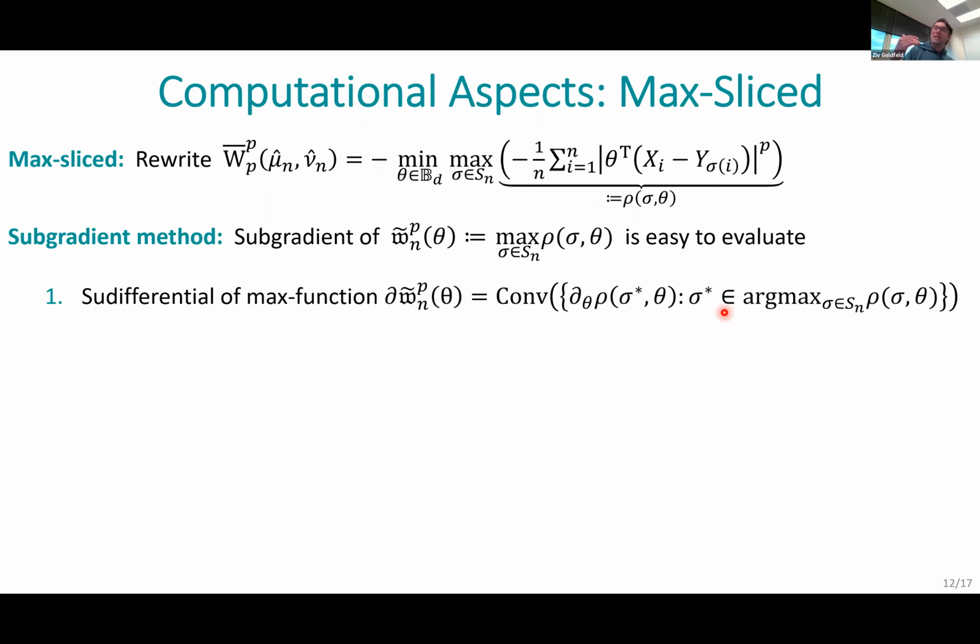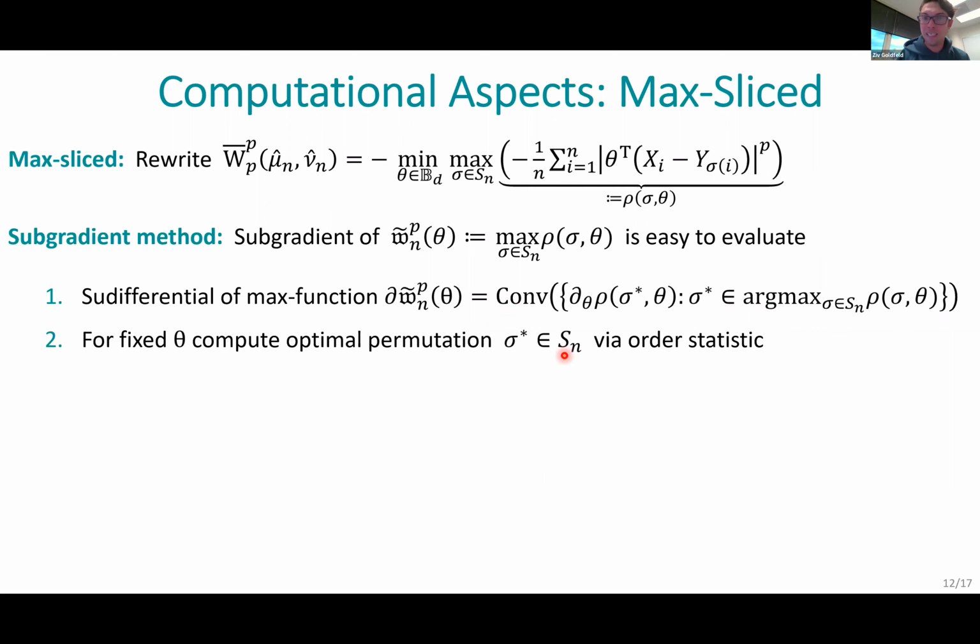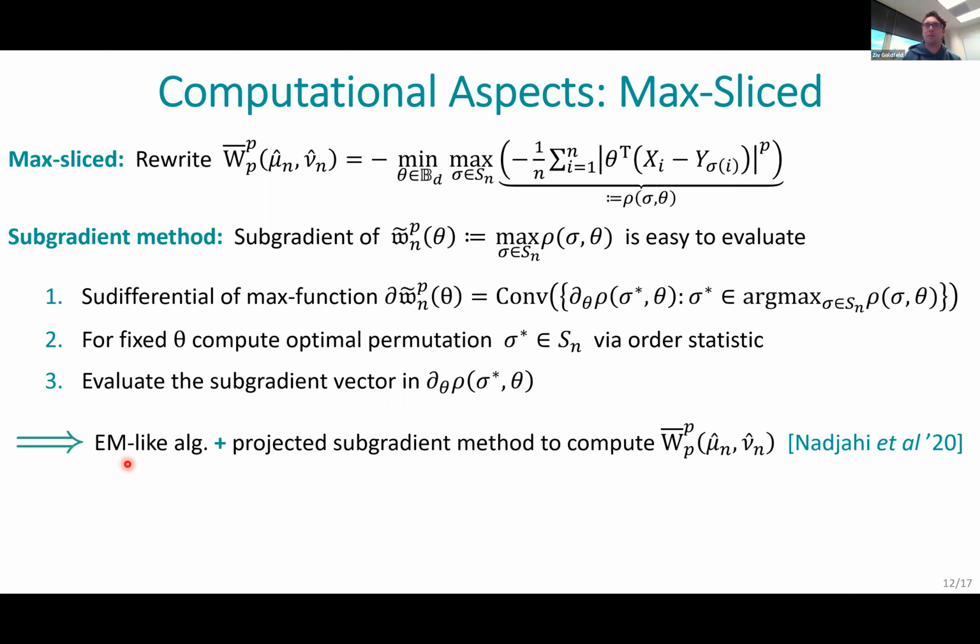And the thing is that we can easily find one such optimizing function simply by computing the optimal permutation that corresponds to a specific theta. And having this permutation, you can then easily get the subgradient with respect to theta of this inner rho function over here. I mean, just differentiate each of these summands with respect to theta and aggregate these gradients in order to get the subgradient of rho at this optimal permutation. And so, all in all, you have everything that you need in order to compute this max slice WP via an EM-like algorithm where the minimization step is implemented using this projected subgradient method.